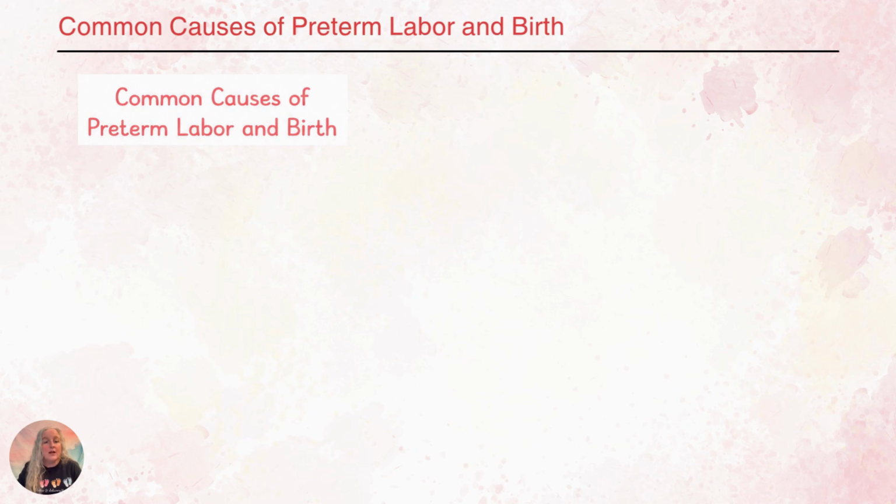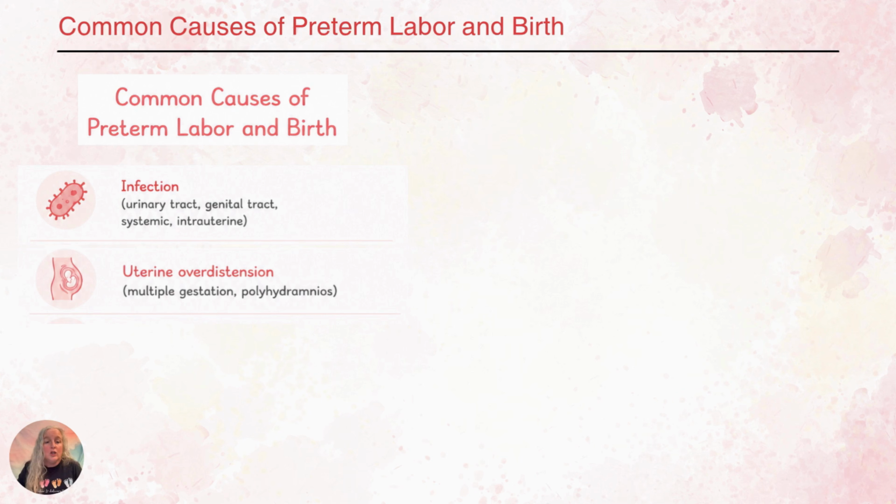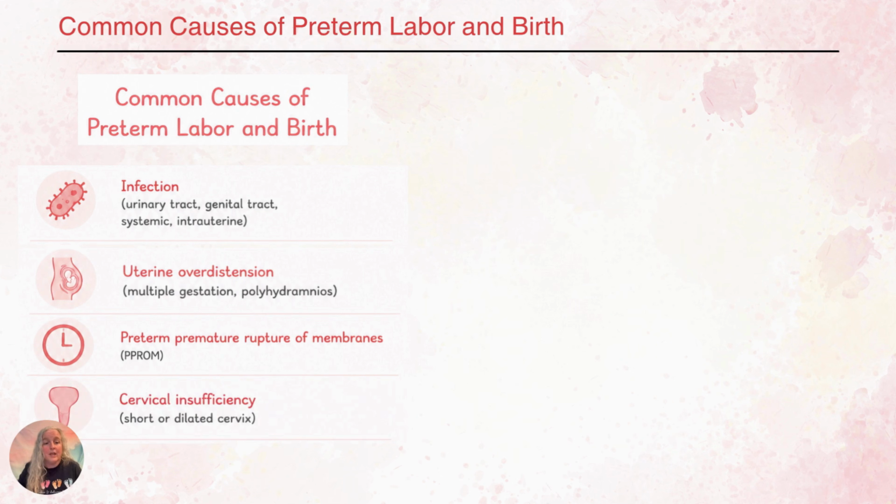Our most common cause of preterm labor and birth is infection. This can be urinary tract infections, genital tract infections, intrauterine or intra-abdominal infections like chorioamnionitis, or systemic infection. Uterine overdistension, so multiple gestation pregnancies or polyhydramnios. Preterm premature rupture of membranes where the water breaks early. This can also increase the risk of chorioamnionitis as well.